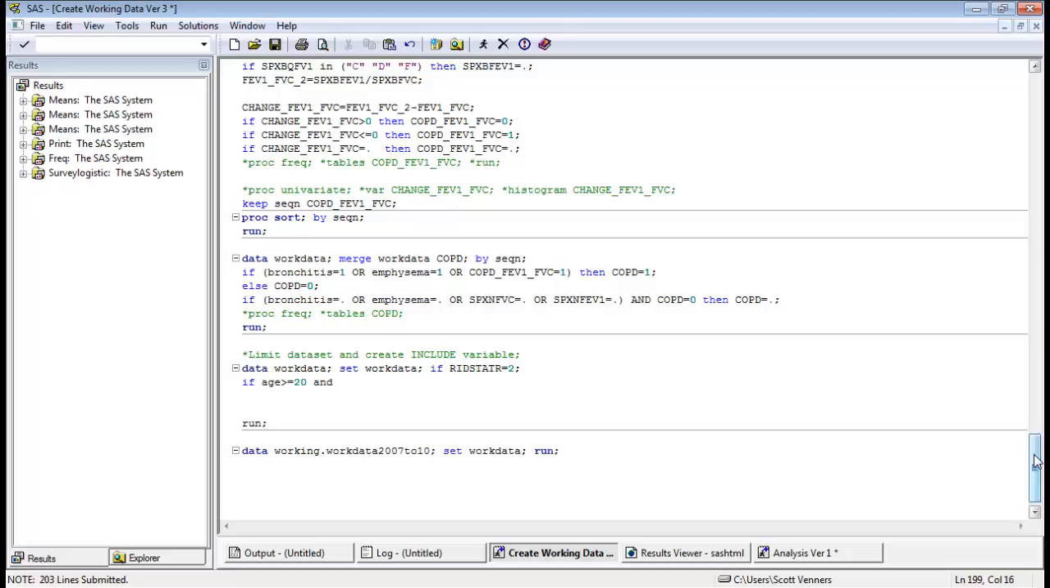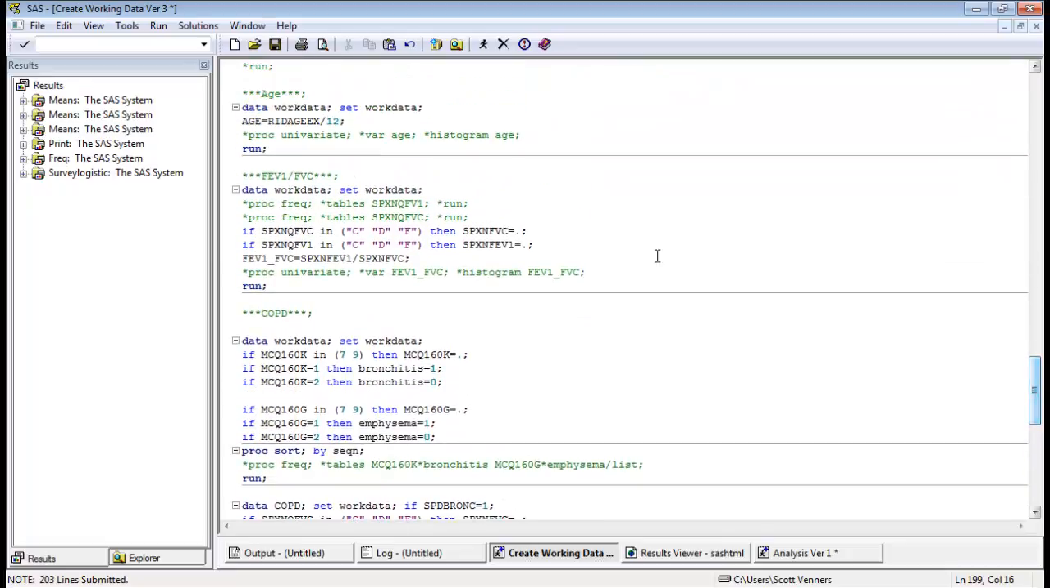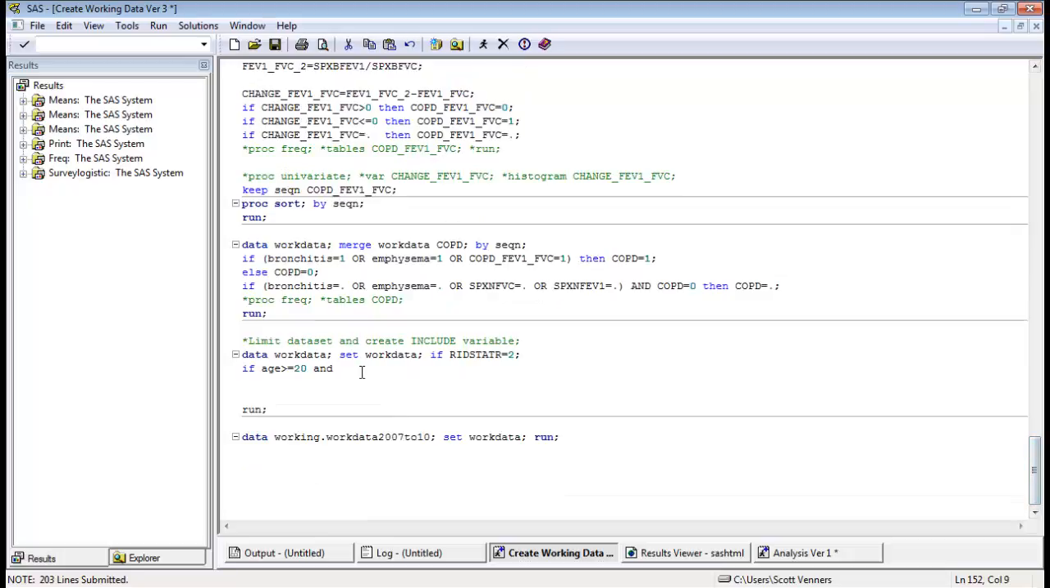I'm going to have two different include variables. You'll just have to have one because you have one model, but let me do mine one at a time. So for the FEV1 to FVC ratio, we need to have non-missing data. The variable for FEV1 to FVC is here, so let me just copy and paste it. And so I'm going to say if FEV1 to FVC ratio is not equal to missing. This symbol here, the caret with an equal sign, means not equal to.